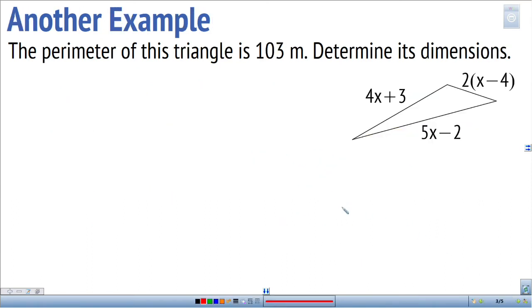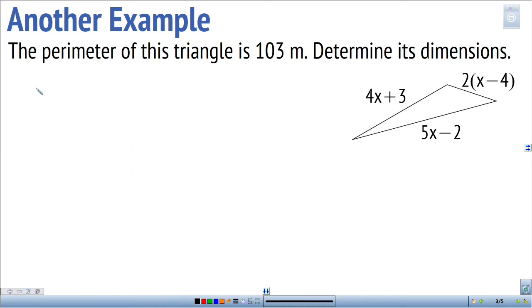Let's look at another example. Here we have a triangle. Again, the sides are represented with algebraic expressions. The perimeter of this triangle is 103 meters. We are going to determine its dimensions. So we are going to create an equation to model this problem. If the perimeter is 103, that means if I add these three sides together, I should get 103 meters. So I'm going to write an equation to represent that.